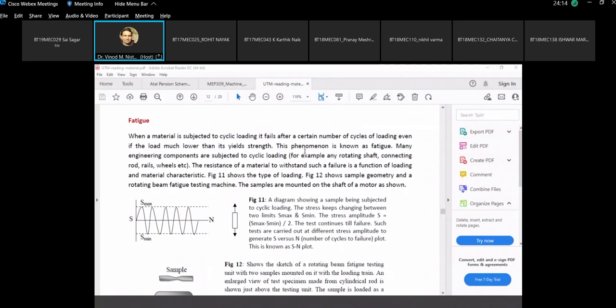Okay, so in this line you can see that when a material is subjected to cyclic loading, it fails after a certain number of cycles, even if the load is much lower than its yield strength. Yield strength we have seen in the last lecture, sigma y was the yield strength in the stress strain curves. That stress level below the yield strength is the endurance limit of the material. So how is it performed? I will show in the video.